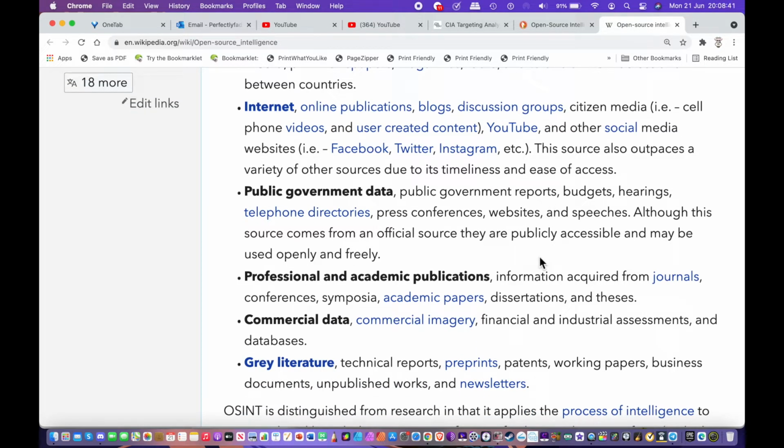Public government data. Public government reports, budgets, hearings, telephone directories, press conferences, websites and speeches. Although this source comes from an official source, they are publicly accessible and may be used openly and freely. So that would be the president's website, the government websites for each country, things like that.